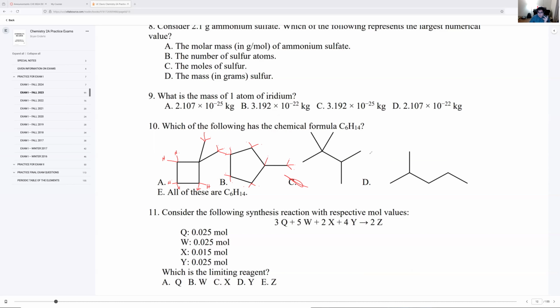For C, or C's eliminated, right? So by process of elimination, it's D, but if you were to count it, you have 1, 2, 3, 4, 5, 6, 7, 8, 9, 10, 11, 12, 13, 14. And that's it. Okay. So that's question 10 in 2023.